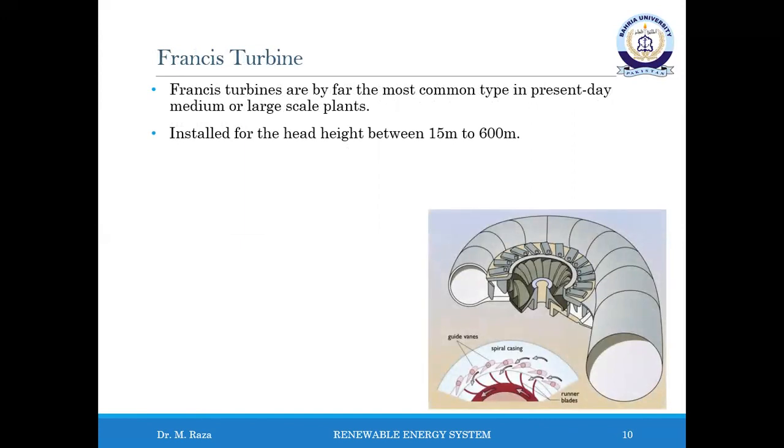The Francis turbine is the most common water turbine in use today. Water flows radially into the runner and exits axially into the draft tube. The runner is surrounded by a spiral case, in which guide vanes are integrated to direct the water tangentially to the runner.